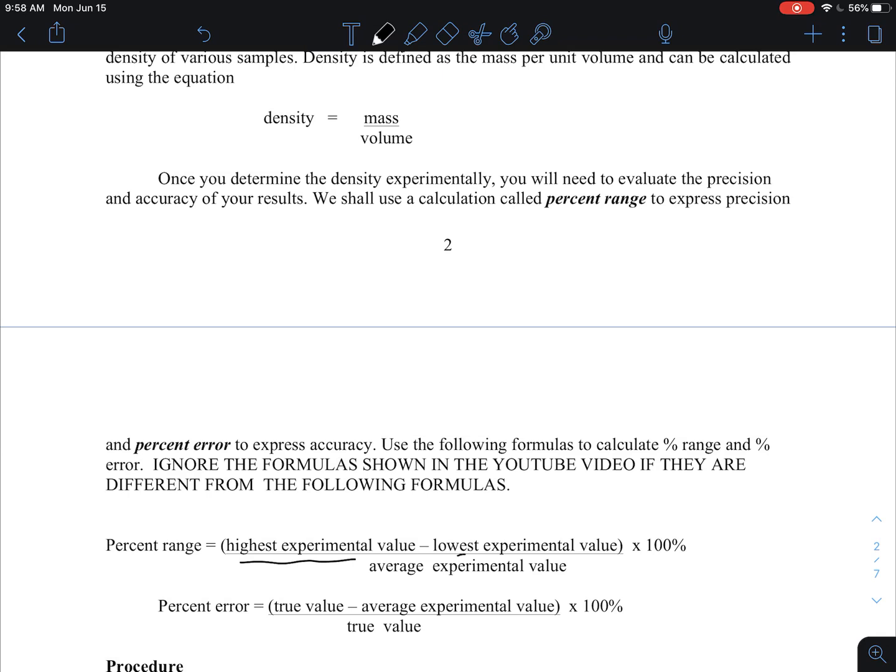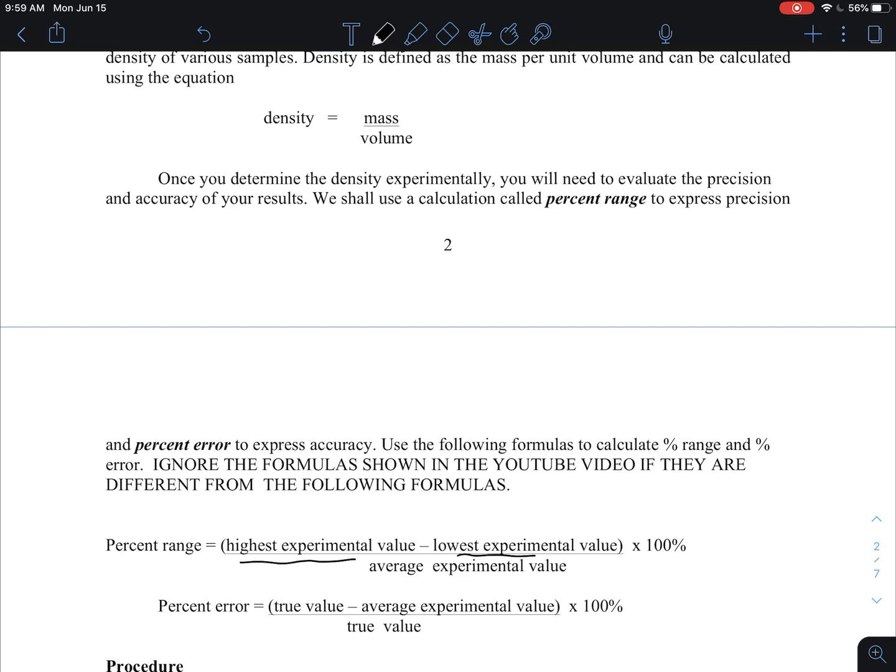Percent range helps you understand how precise you were by taking the highest experimental value that you had minus the lowest, from your trials, right, the highest number and the lowest, divided by your average, times 100. That tells you how precise you were. What was your range? Did you have a large gap between your numbers? Did you have a smaller gap between your numbers? Percent error then tells you exactly how close you were to the true value.